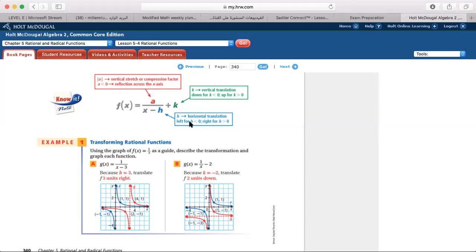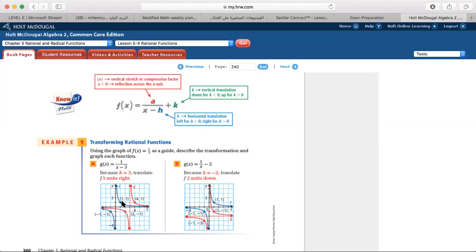So when h is positive, it is to the right. It is a horizontal translation to the right. So it is 3 units to the right. The hyperbola moved 3 units to the right. So I moved the whole hyperbola 3 units to the right. Okay, from this point 1 and 1, I will add 3 to the x, so it will be 4.